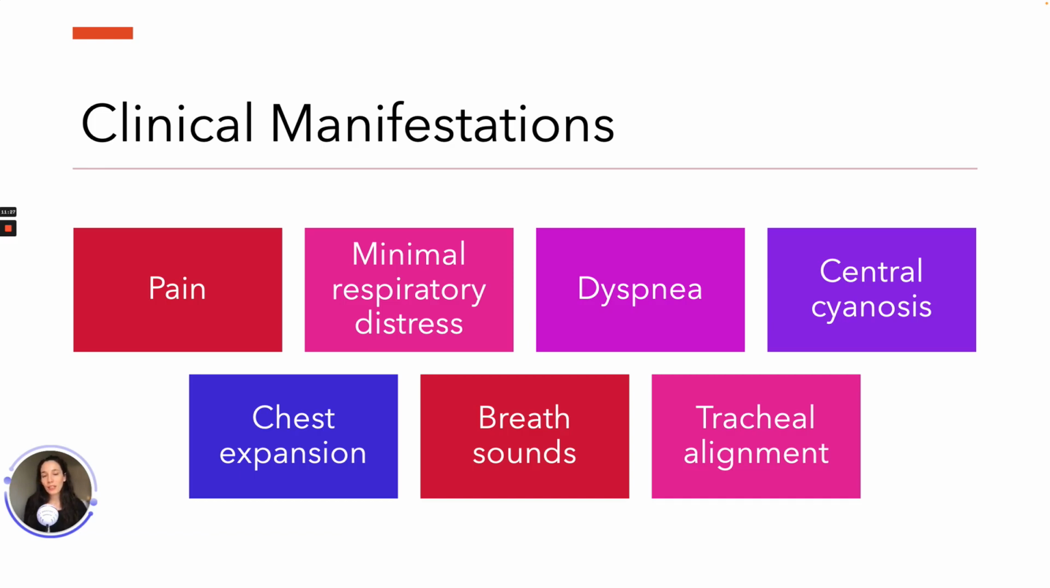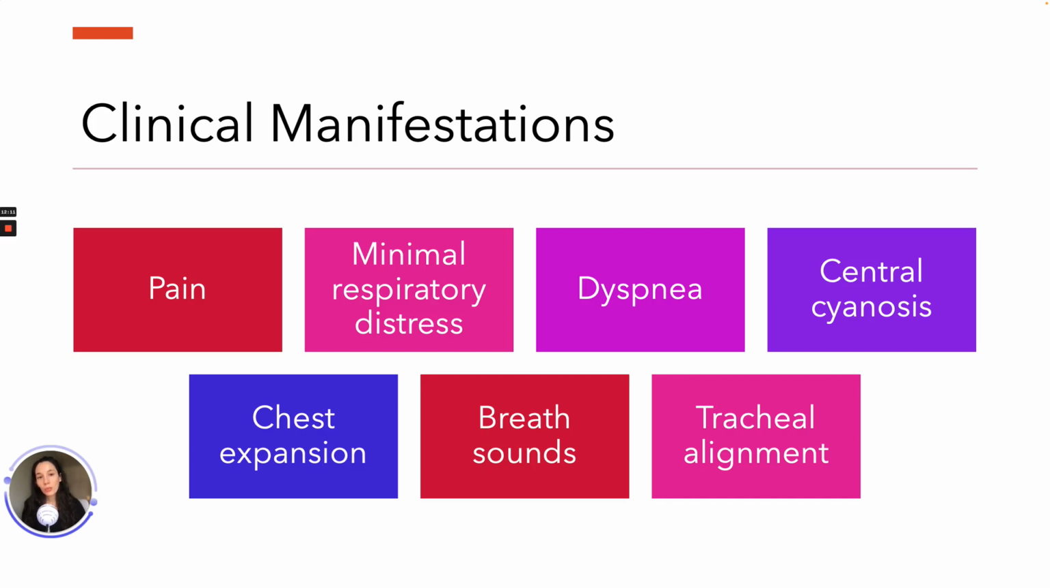So clinical manifestations that we're going to see are pain, usually sudden, with minimal respiratory distress. So they may only have a small amount of respiratory distress with slight chest discomfort and tachypnea. We may see dyspnea, so due to pain, the patient can have difficulty breathing. We may see central cyanosis from severe hypoxemia. The chest expansion in simple and tension pneumothorax is decreased. Our breath sounds are usually diminished or absent in both simple and tension pneumothorax.